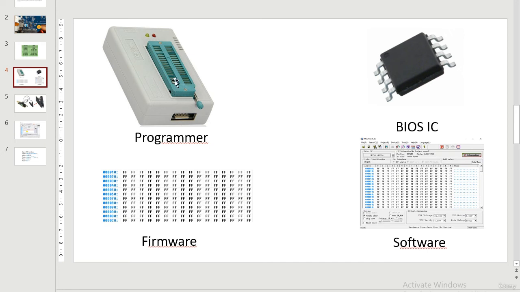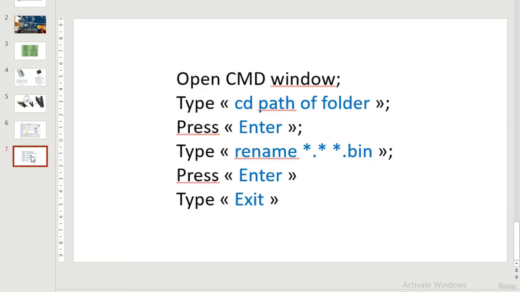So after that, we have studied the programmer, we have studied the software, and we have also studied the firmware, how to download the firmware. And I also taught you how to download the software. Of course, the software comes with the programmer in a CD-ROM, but you can also download it from the internet. So we have seen how to program the BIOS chip step by step. And of course, I taught you how to convert the AXA file to a bin file, or binary file.